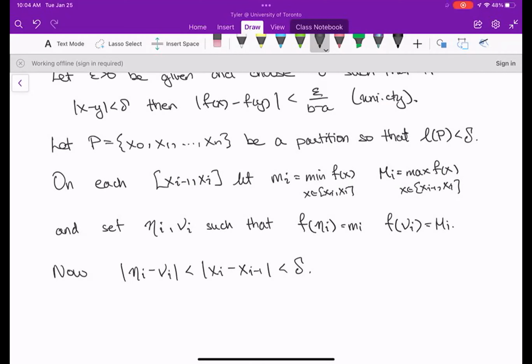Okay, so is everyone okay with this? Yeah. So the fact that eta and nu have to be within the interval, because we said little m_i is the min, capital M_i is the max, within that interval. And I'm choosing eta and nu, which achieve the max and min, again in that interval. So the distance between them also has to be less than the length of that interval. And we said that the maximal length of any subinterval of the partition is delta. So these two things are less than delta, which in turn, by uniform continuity, which is still at the top of the screen here, implies that the difference between the max and the min is less than epsilon over b minus a.